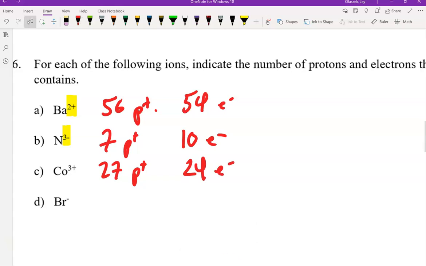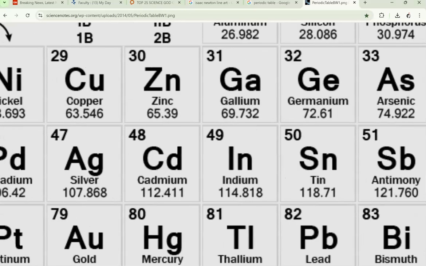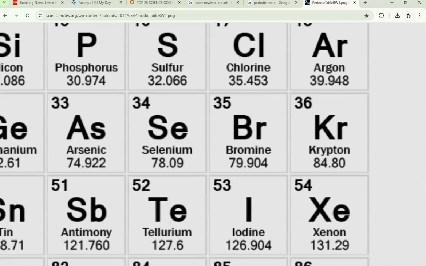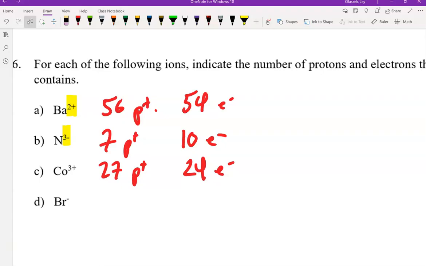Finally, here is bromine. Let's look up bromine on our periodic table. It is here. Bromine has an atomic number of 35. That means it has to have 35 protons. And because this particular sample is indicating that it has a net charge of -1, it must have 1 more electron than it does protons, because otherwise it would have no charge. Well, if it has 35 protons, it has to have 36 electrons. And that's all you do.